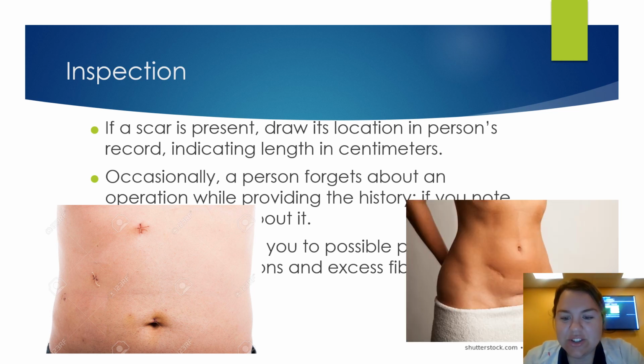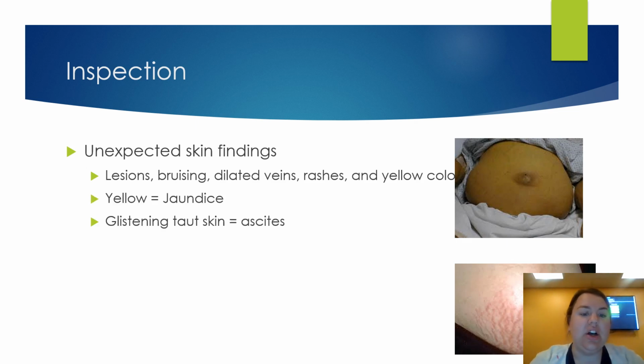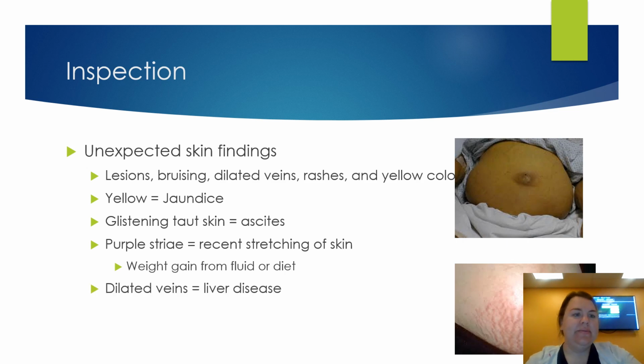Okay, so here are 2 scars. Looks like she had her appendix out, the right lower quadrant, and she had a C-section. Unexpected findings are lesions, bruising, dilated veins, rashes, or yellow skin. Yellow means jaundice. Glistening taut skin could be ascites. Purple striae are recent stretching of the skin. Could be weight gain from fluid or diet, or it could be pregnancy. Dilated veins, if you can see their veins on their abdomen, could be liver disease.